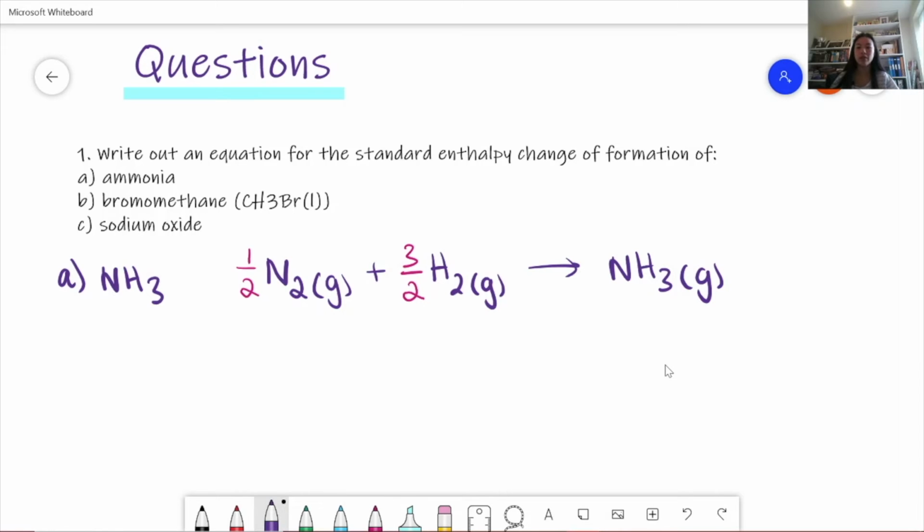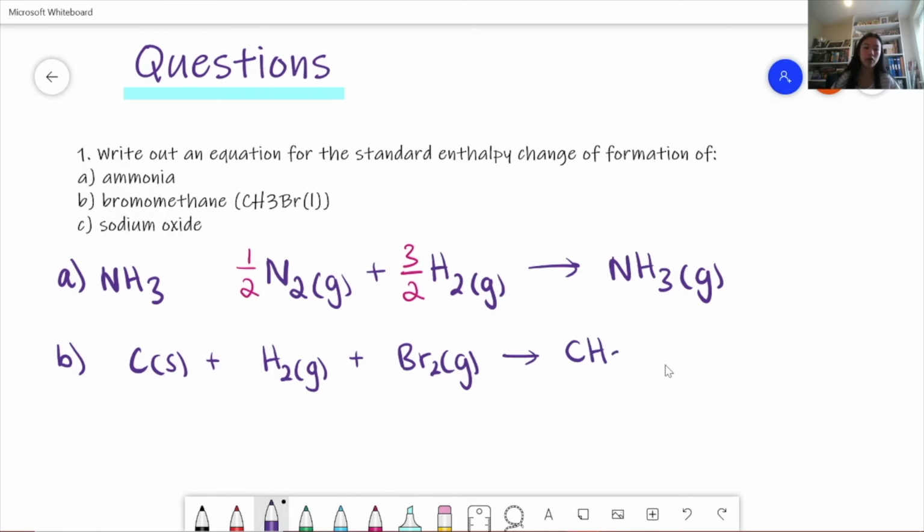The next question, bromomethane, which is CH3Br, and that's a liquid. That's made out of carbon, which is a solid in its standard state, hydrogens, which are gases, and also bromine, which is also a gas, and that's also a diatomic molecule. And this forms 1 mole of bromomethane, which is a liquid.